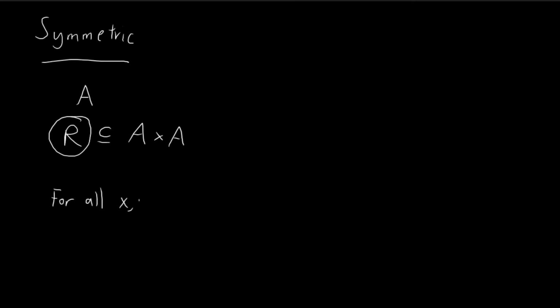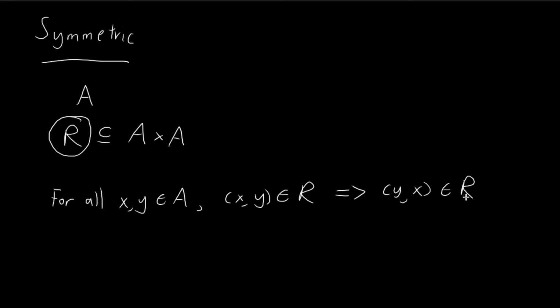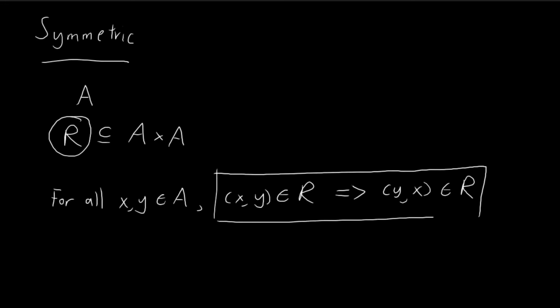And we say that the relation R is symmetric if we know that for all elements x, y of A, if the ordered pair (x, y) is an element of R, then this immediately implies that the ordered pair (y, x) is also an element of R. So if we know that this statement is true, then we can say our relation R is symmetric.